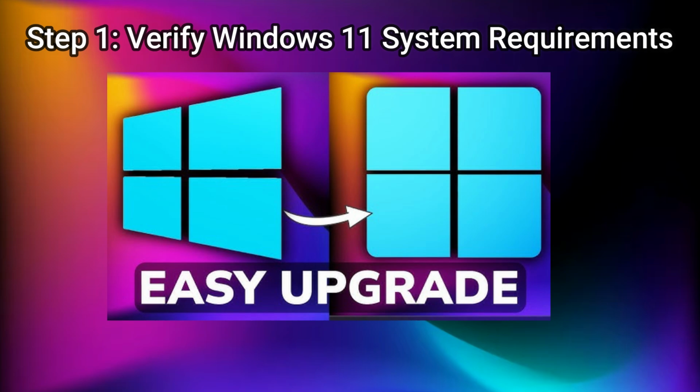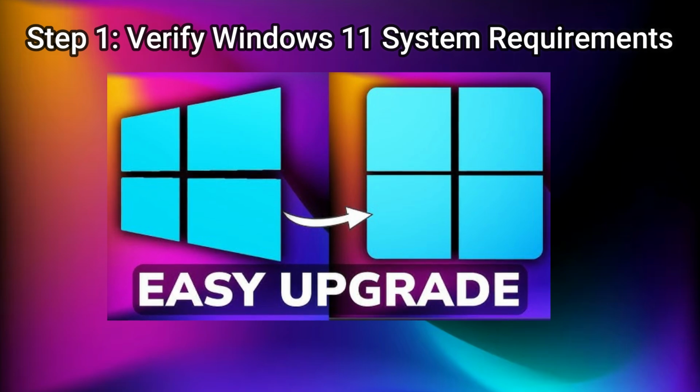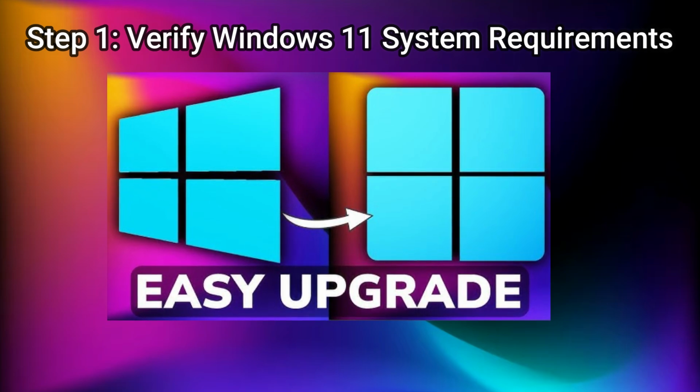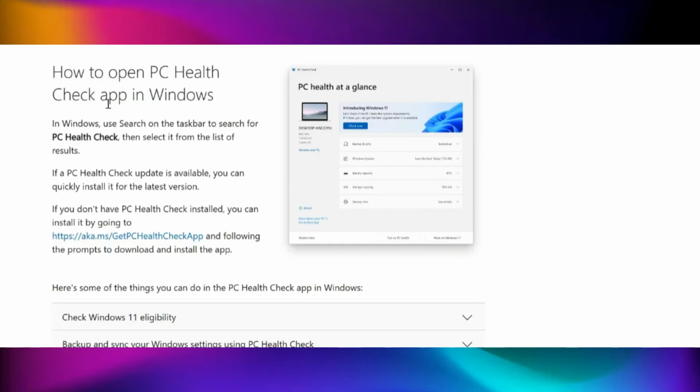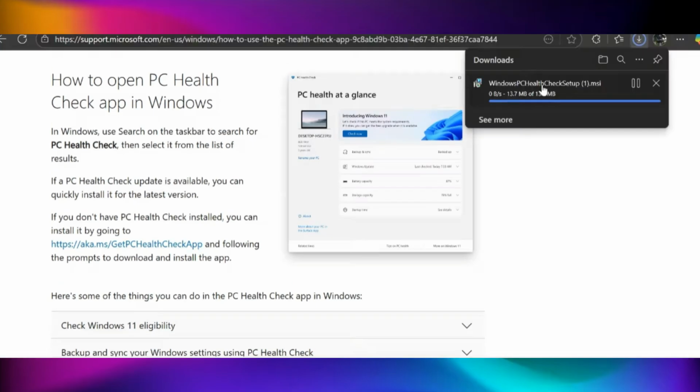Step 1. Verify Windows 11 system requirements. Before upgrading, it's important to check if your computer meets the minimum requirements for Windows 11. To do this, search on Google for PC Health Check and download the tool from Microsoft's official website. You'll also find the link in the article below.